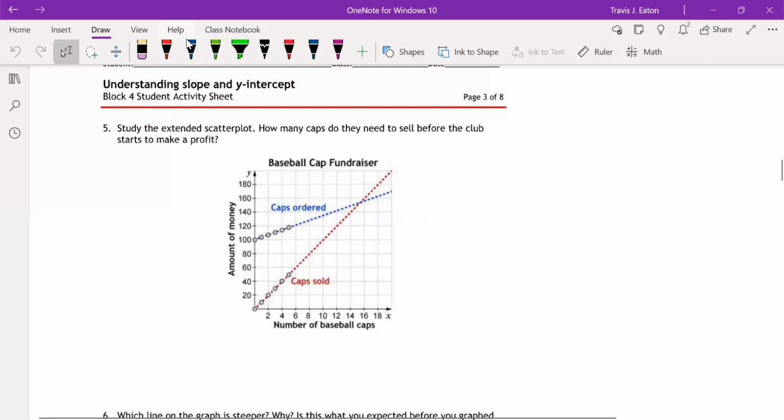So when these two lines intersect right here, at that point, that tells us that's when they break even. That's exactly right. That's when their cost and the amount of money that they're taking in is exactly the same.